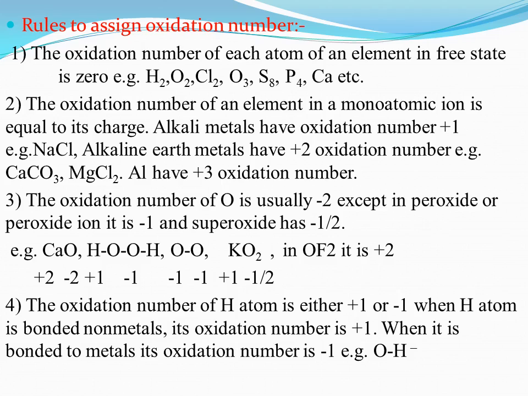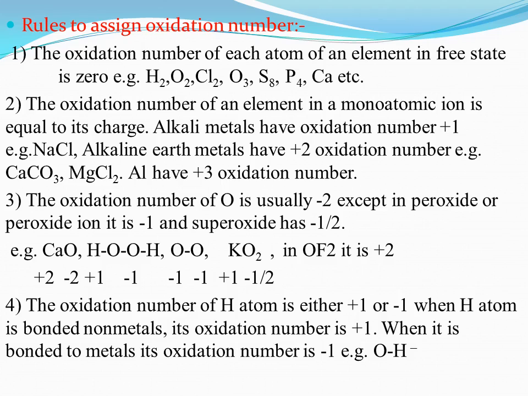Alkali metals have oxidation number +1. Example, NaCl. Alkaline earth metals have +2 oxidation number. Example, CaCO3, MgCl2. Aluminum has +3 oxidation number.